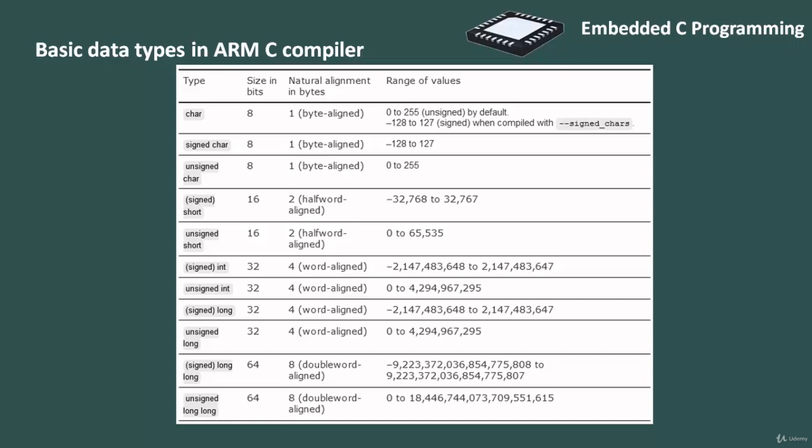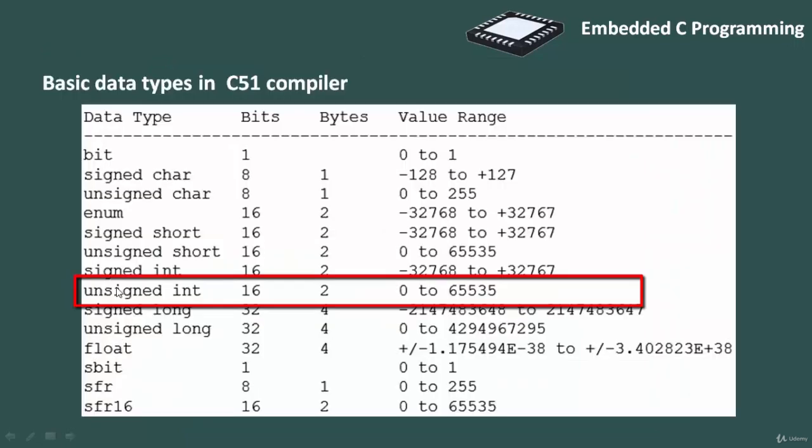In code ported from other platforms, especially 8-bit or 16-bit platform, the data types may have different size. For example, int may have been represented as a 16-bit. You can see here the size of unsigned int is 32-bit, which is nothing but 4 byte, but the size of unsigned int in C51 compiler is 2 byte.